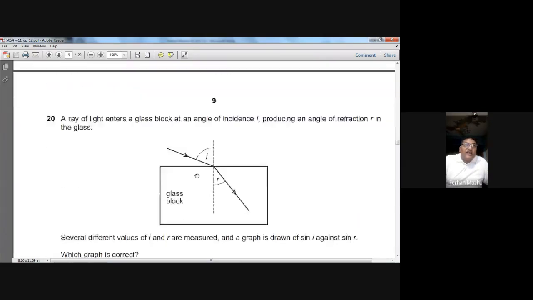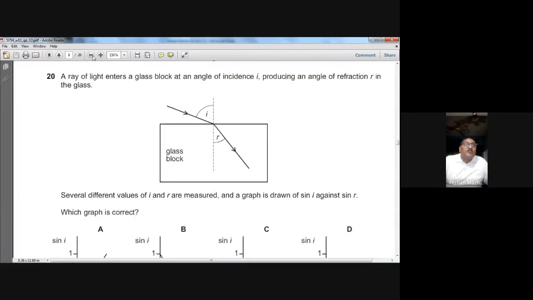Okay, we are moving to the next question, and this is question number 20. A ray of light enters a glass block at an angle of incidence I, producing an angle of refraction R in the glass. Several different values of I and R are measured, and a graph is drawn for sine I against sine R. Which graph is correct?